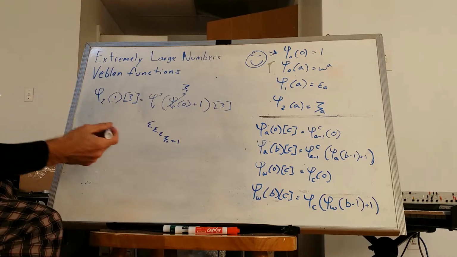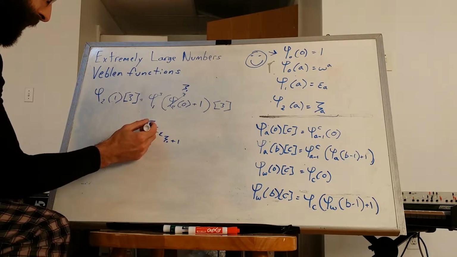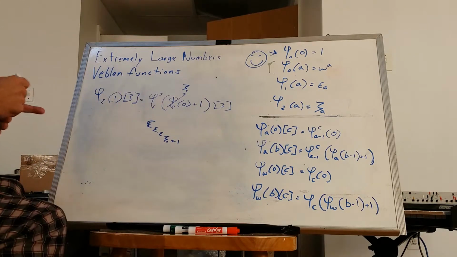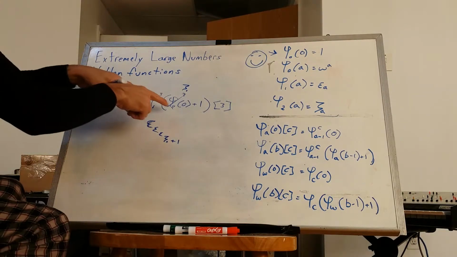Another way of writing it. Sorry, this kind of looks like a zeta. This is an epsilon here. So epsilon, epsilon, epsilon sub zeta naught plus 1.